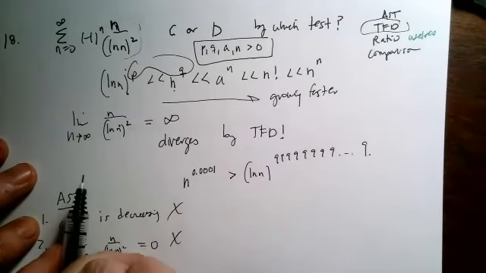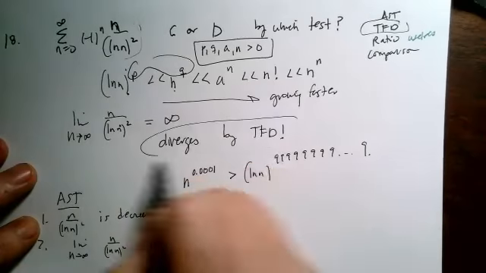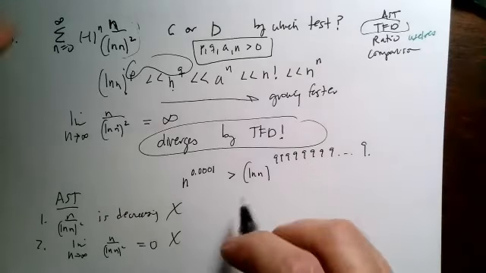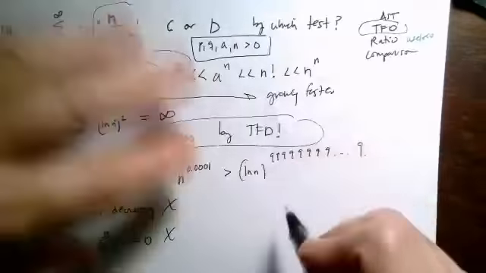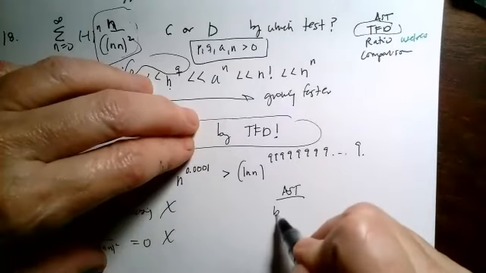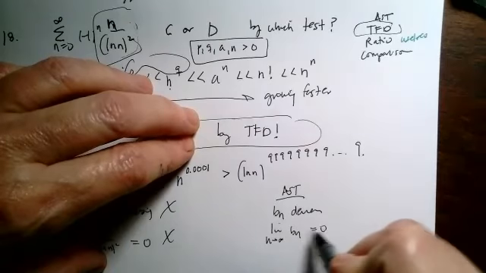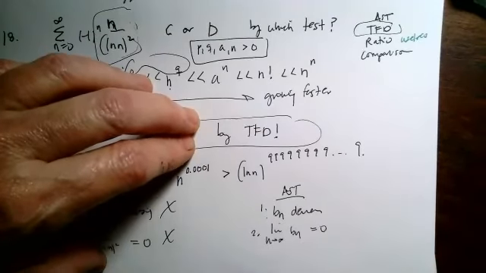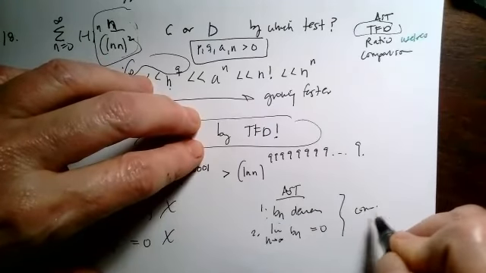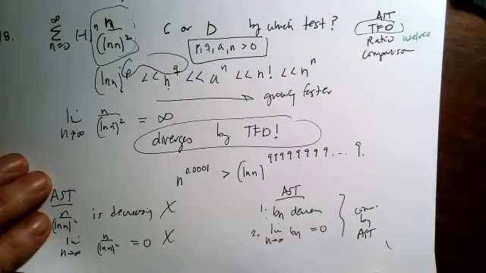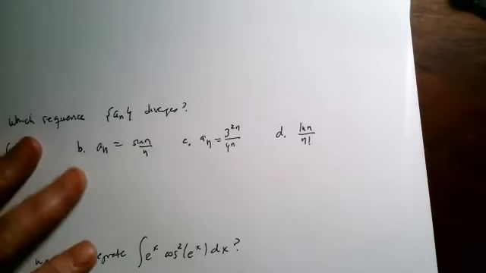All right? So this is your answer. Diverges by test for divergence. Yeah, if you call this part B sub n for AST, we need B sub n is decreasing and the limit as n goes to infinity of B sub n equals 0. We need those two things for convergence. All right. Number 19, we're almost done.